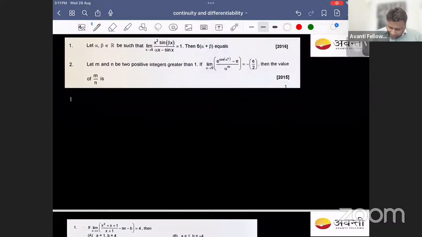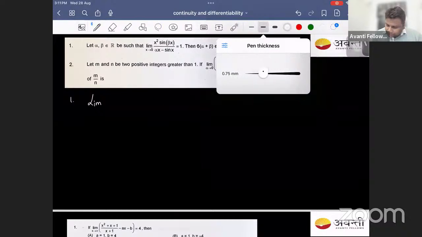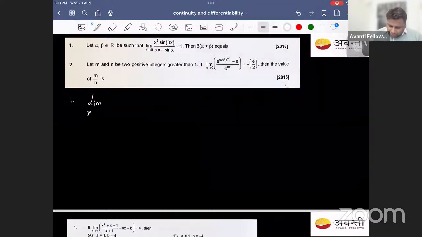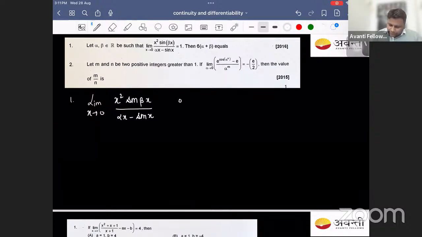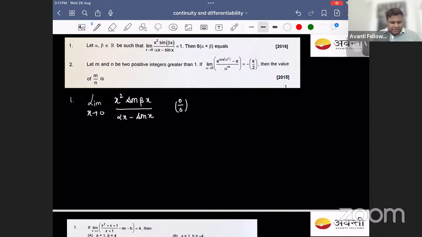Question number 1. If I talk about the limit as x approaches 0 of x square sine beta x upon alpha x minus sine x. See, already this question is in 0 by 0 form. Yes or no? Since the question is already in 0 by 0 form, we have to proceed without doing anything. So what is the best I can do?